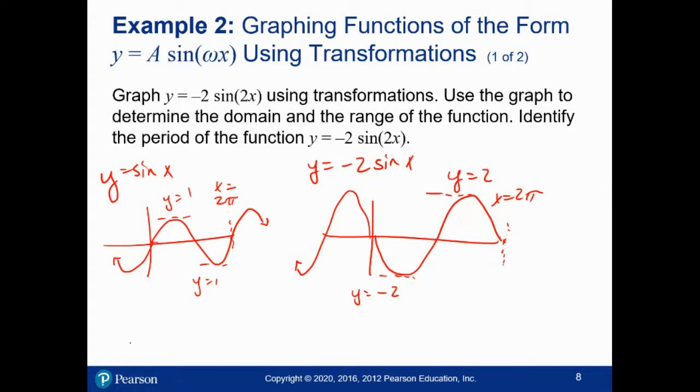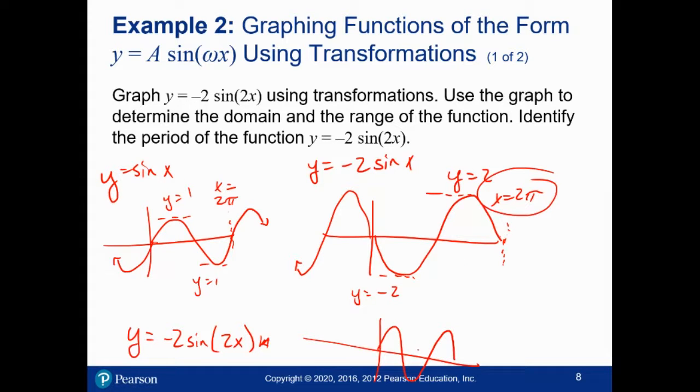And now, finally, what happens if I put a 2 in here? That is a horizontal compression. So I take the same picture, but instead of completing after a length of 2 pi, it completes in half the length. So it only takes a length of pi to complete one full period. I'm sorry this ended up kind of tilted. I'm not a very good drawer. Okay, so that should be our picture there.